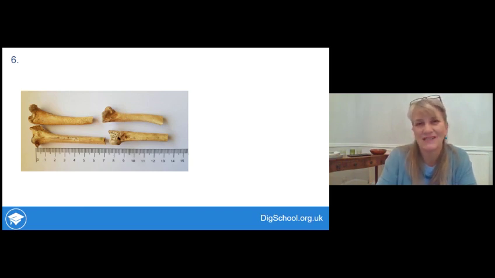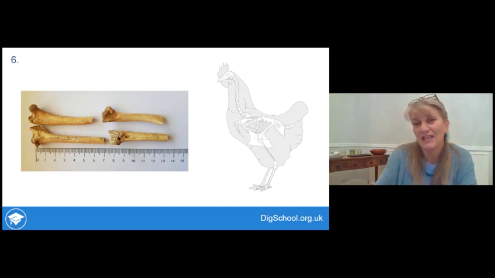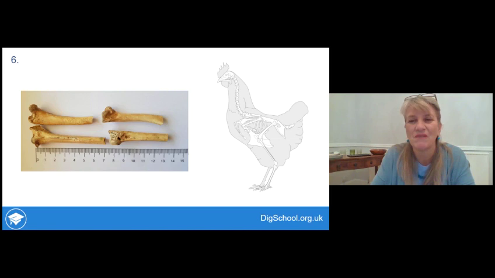Okay, you've had a chance to have a look at those. If you got this right, you had a look at the size and thought about how big those bones are. These may well be familiar to you, from a chicken. We often see chicken bones, if you've had a roast chicken or a chicken drumstick, you'll have seen some of these bones.